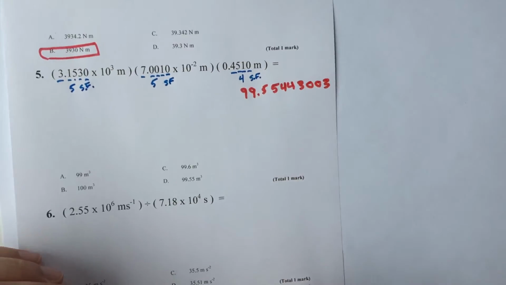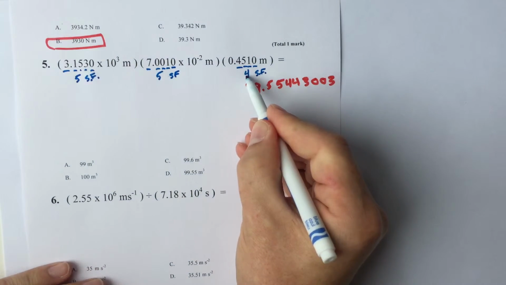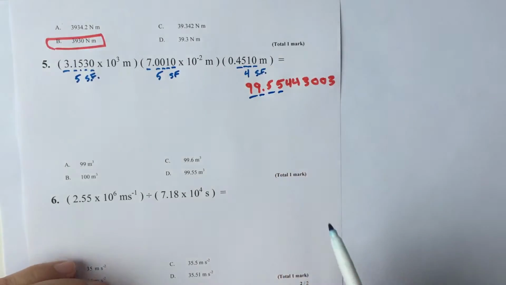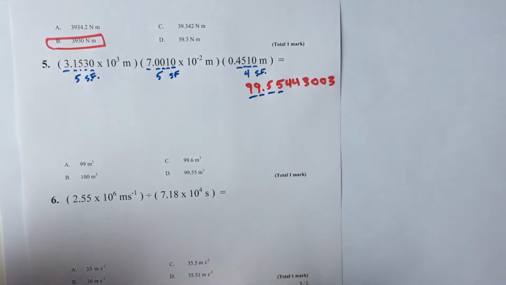99.55443,003. It just keeps going. Maybe on your calculator you might have even more digits, but the real thing is that we want to have 4 significant figures in our answer. I had some people tell me that in science you always round to 2 digits after the decimal point.